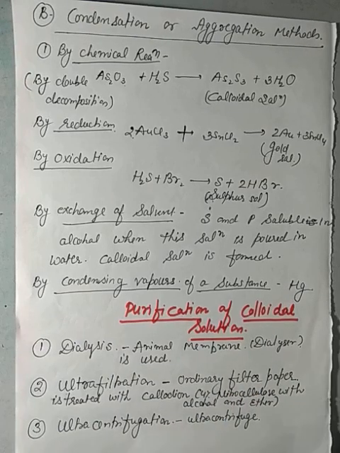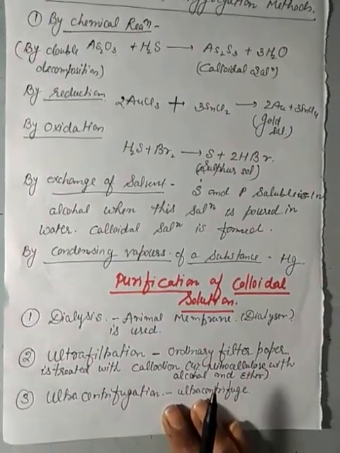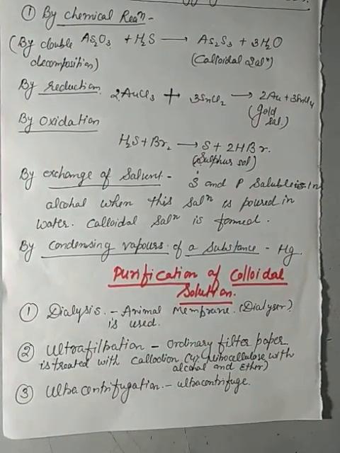That means if you want to remove the impurities present in the colloidal solution, then we can use these methods. The process of reducing the impurities of the electrolyte to the minimum required level is called purification of colloidal solution. So you can remove the excess of electrolyte by these methods. The first method we will study over here is called dialysis.